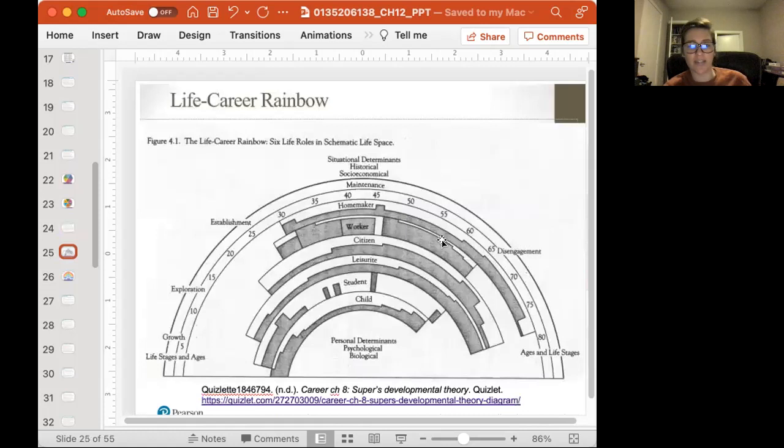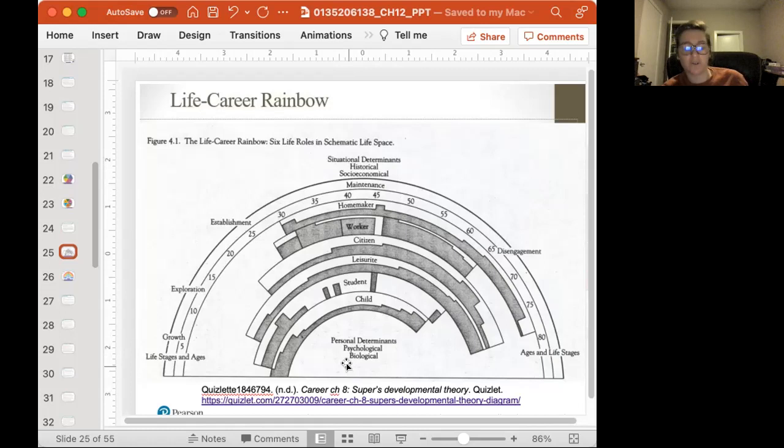So here is Super's life career rainbow. So this is the original image that was used to depict Super's developmental theory for the career. So you see how the child experiences more and then less or more of these different things, or different parts of being a child can be existing across the lifespan in terms of the career. So you see the student at different points, things jump up, right? The leisurite, the citizen, the worker, the homemaker. And then you see the age and life stages, disengagement, maintenance, establishment, exploration, growth, and then the ages go here, right? And these are personal determinants that are psychological and biological that can affect the way that these things go.